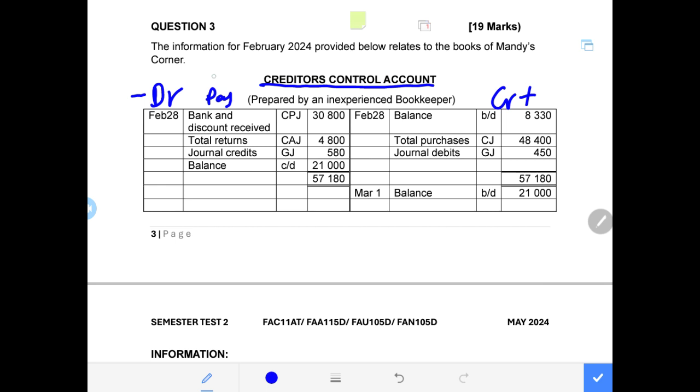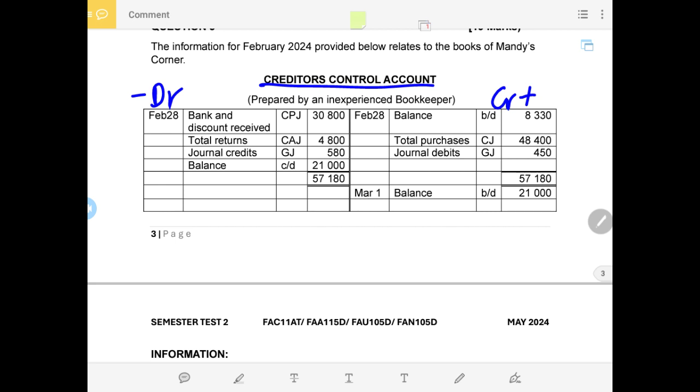Or when there's a return of inventory back to our creditors, we are likely to record that on the debit side, which is the creditors allowance journal total recorded on the debit side of this ledger account. So that is what we will be looking for. Then we'll do the analysis of this account before we begin. But I can also foresee that this is bank and discount.